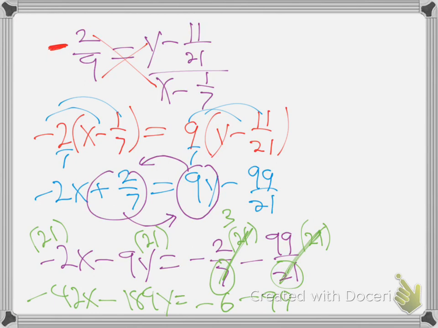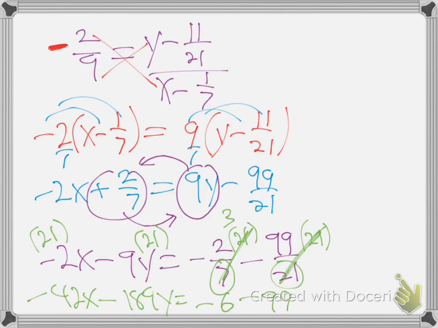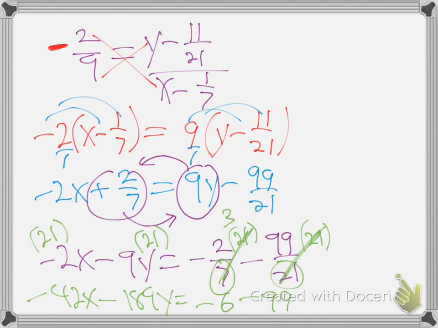I'm going to have to go to a fresh screen again. This is crazy. All right, one more. Sorry, did I just lose you there? Minus 42x minus 189y equals, and what's the other side? Minus 6 minus 99.